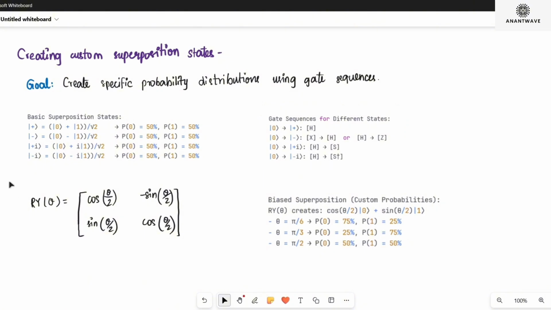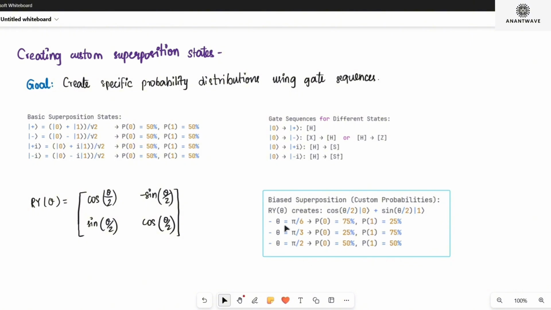We have the RY gate, which rotates the state by an angle theta around the y-axis. For biased superposition with custom probabilities, Ry of theta creates cos(theta/2) ket 0 plus sin(theta/2) ket 1.